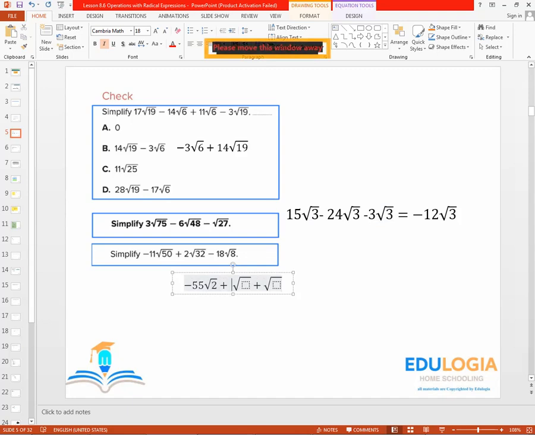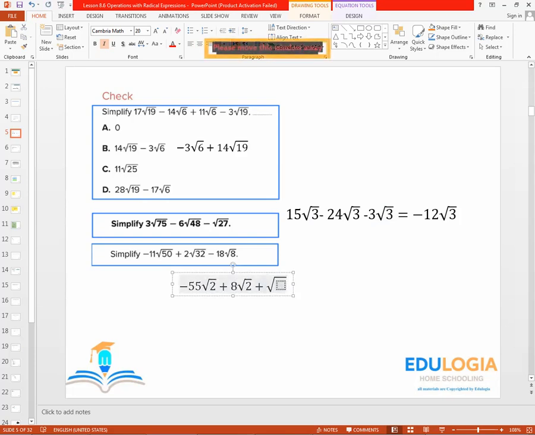Once more, in the second part, we have 2 outside. I have 32 inside, but I don't like it. I like it 16 times 2. 16 getting out to be 4. 4 times 2, it's 8. This is my mental math. Okay, keep your mind up.